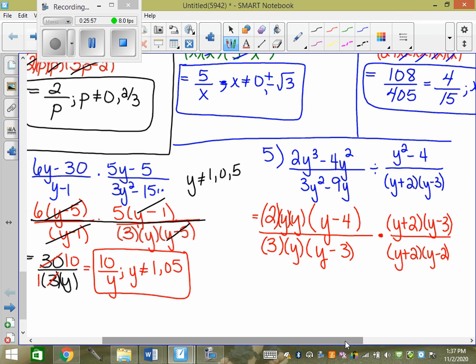Now I have to state, I can go with this and state NPVs, but it has to be for everything but this top left. So I have y can't equal 0 for the y here, 3, plus or minus 2, and then negative 2, which I already did, and 3 I already did. On the top left, it should be y minus 2. And yes, it should be.